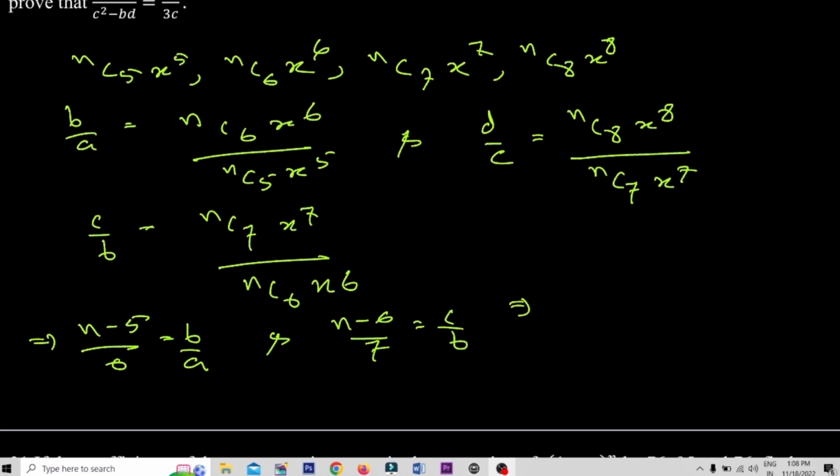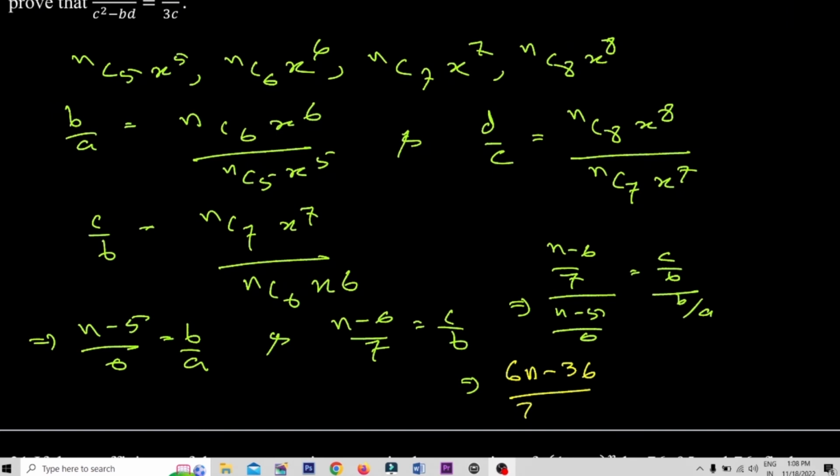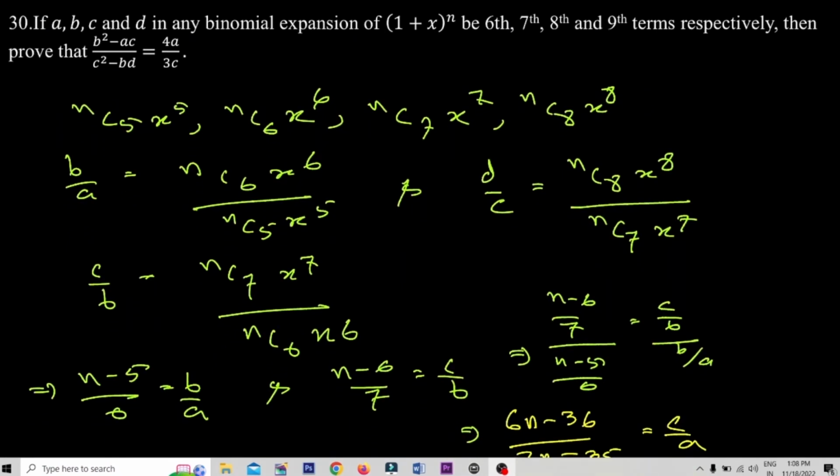So if we divide c by b by b by a, we are getting ((n minus 6) by 7) divided by ((n minus 5) by 6) equal to (c by b) by (b by a). If we calculate here, we are getting (6n minus 36) by (7n minus 35) equal to c by a. So accordingly, if we proceed, b square minus ac by c square minus bd like previous, we will get our requirement result.